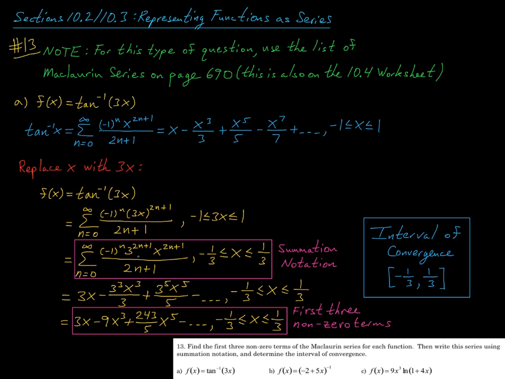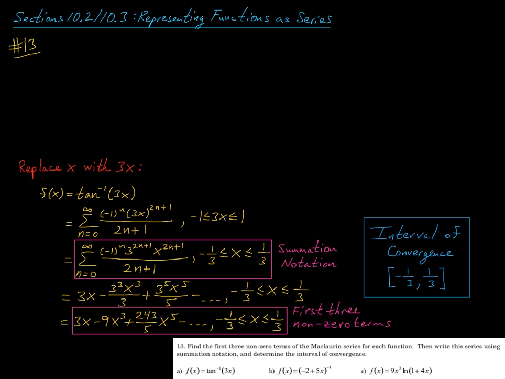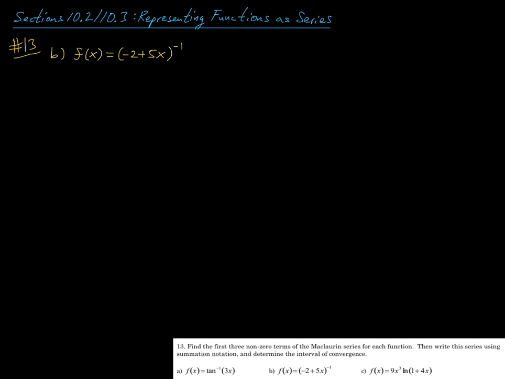So in summary, here's our answer in summation notation. Here are the first three non-zero terms, and here's the interval of convergence written in interval notation. All right, cool. So now let's go ahead and jump into part B.